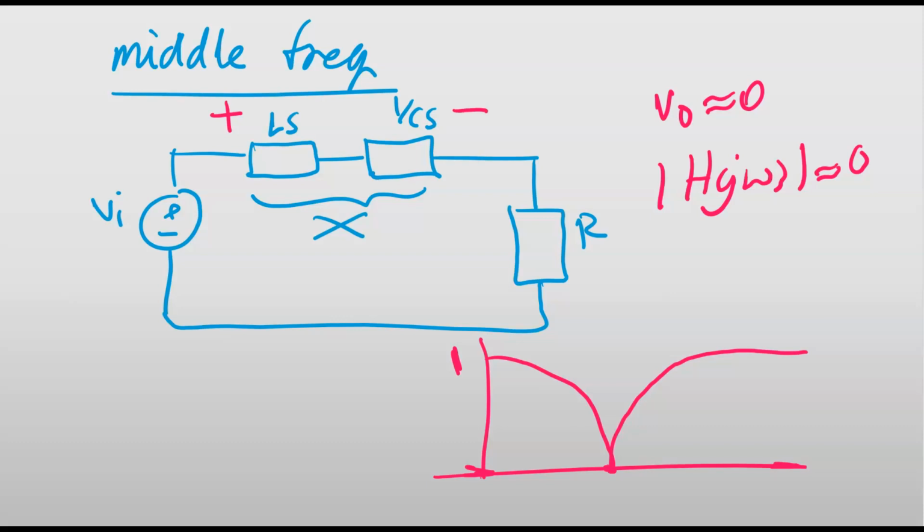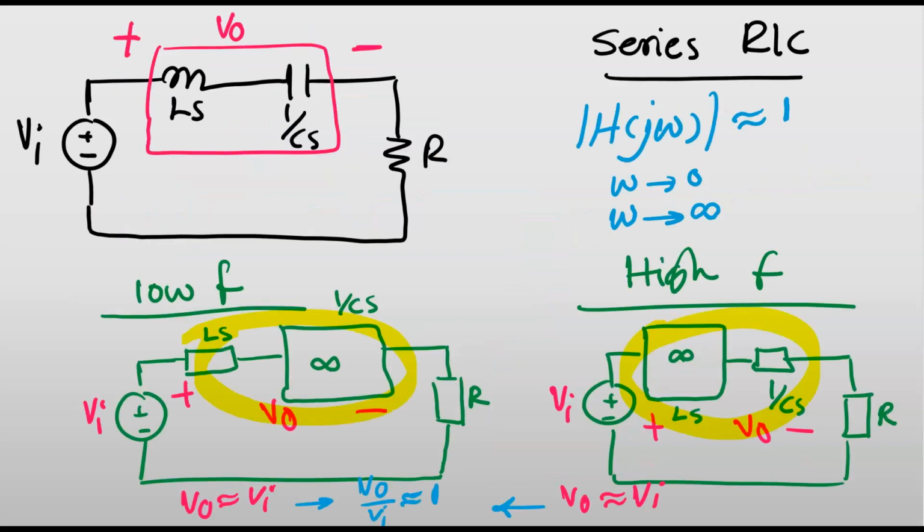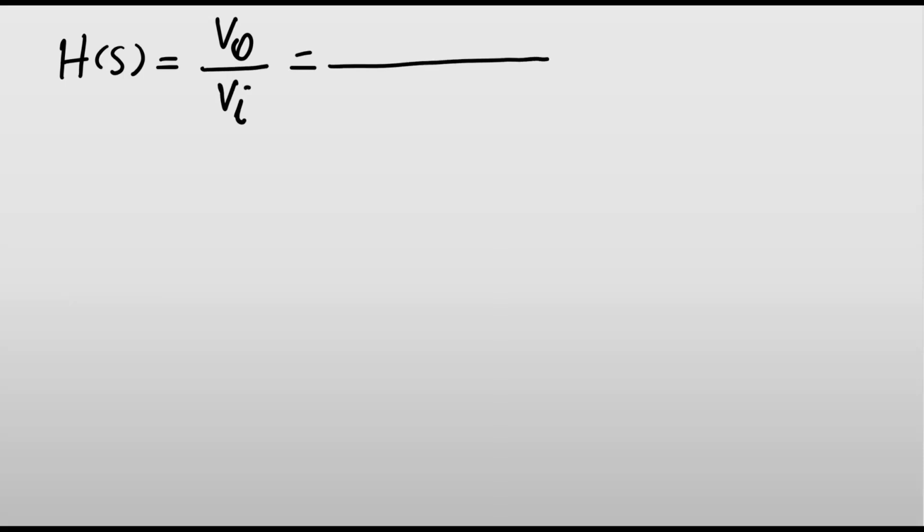Okay, now that we know that this particular circuit behaves like a band reject filter, let's look at its transfer function. So if I'm looking for the voltage across inductor and capacitor, I have to use a voltage divider in which in numerator I'm going to have the impedance of these two elements together. So my H of s, which is basically describing VO over VI, will be Ls plus 1 over Cs over Ls plus 1 over Cs plus R.